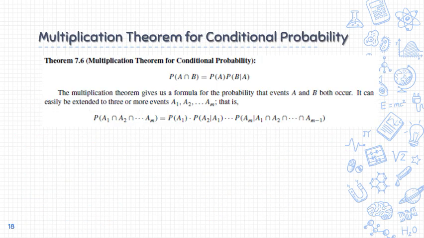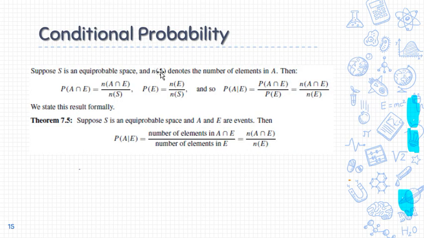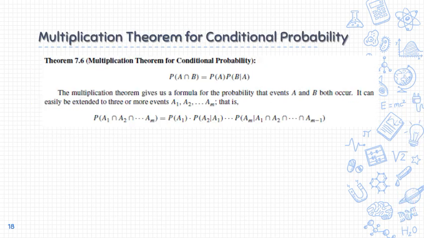Okay, so I will continue this lecture in the next one, where I will be discussing the multiplication theorem for conditional probability. It is just a continuation of conditional probability, but in this topic we will be talking about situations with not just two events but many events. In our conditional probability so far we only have two events, A and E. So conditional probability can also apply to more than two events. That will be in our next lecture video.